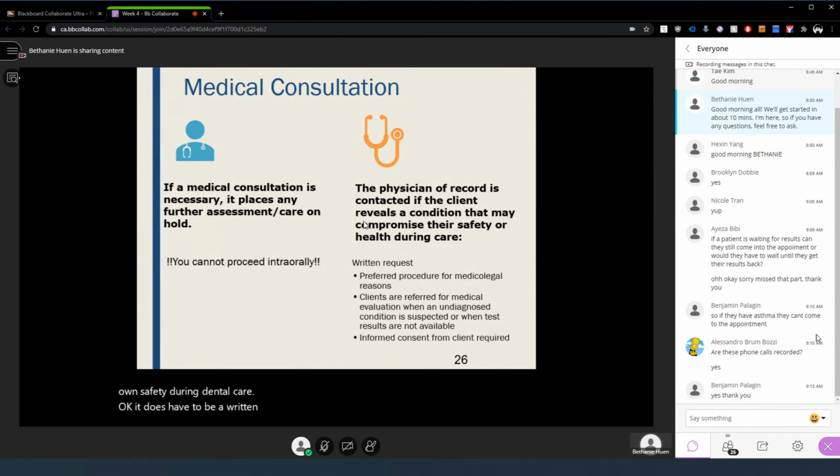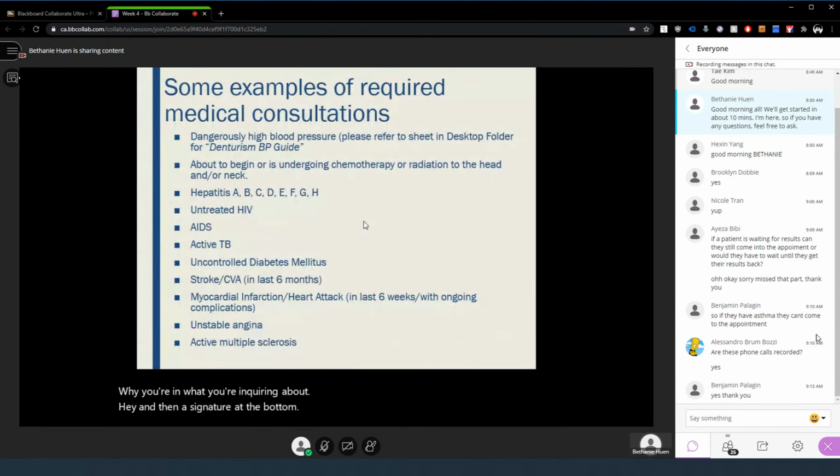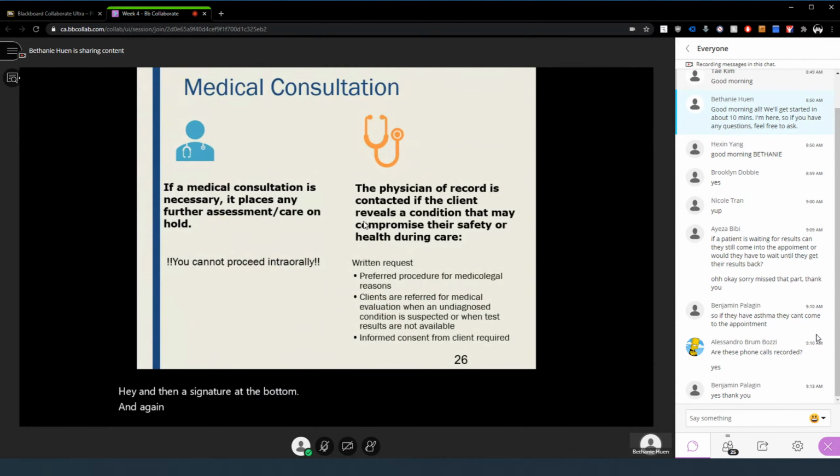It can be digital or handwritten, one or the other. For George Brown, we are fully electronic, so it would be electronic. And basically, you're including in there the patient's name, your name, what you're inquiring about, and then a signature at the bottom. And again, we'll be going through those in clinical practice.